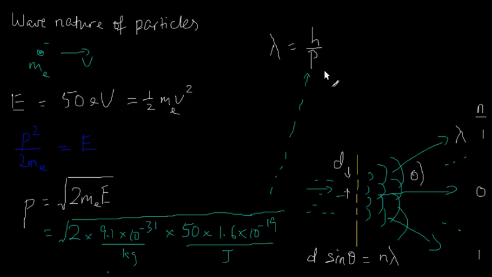And h, we know h is 6.63 times 10 to the minus 34 joule second. So we have all the numbers we need, and therefore we can find the answer. If you use your calculator, you'll find that the answer is 1.734 angstrom.